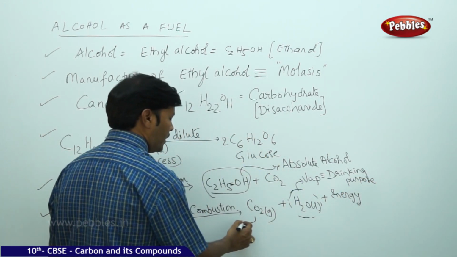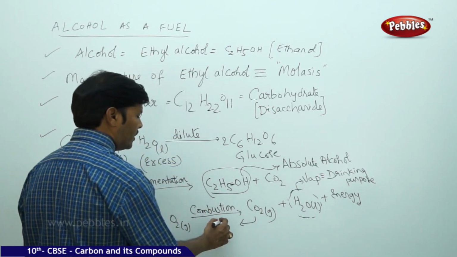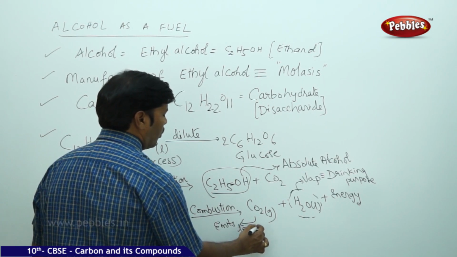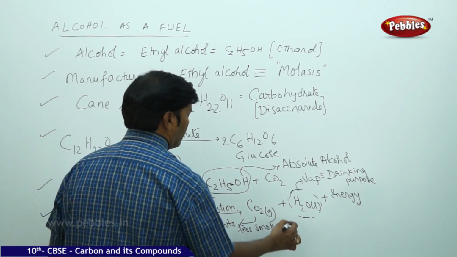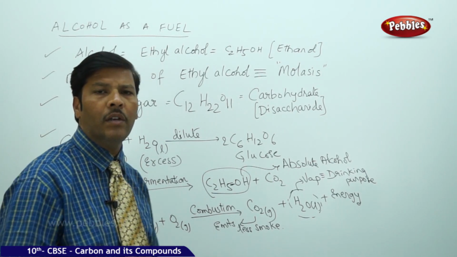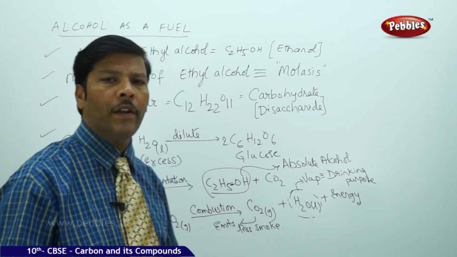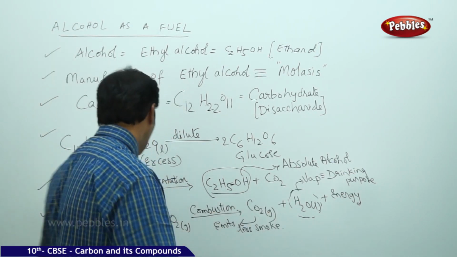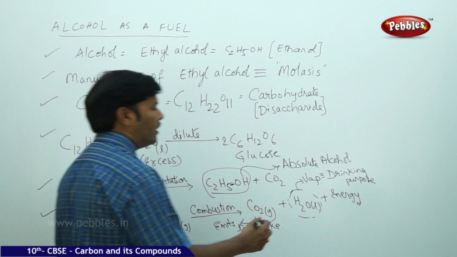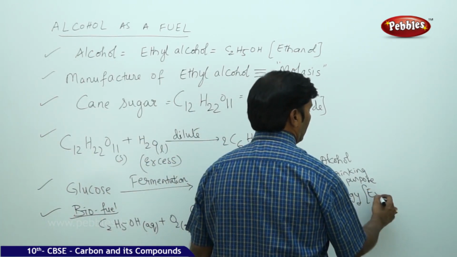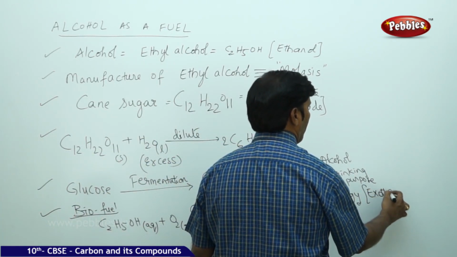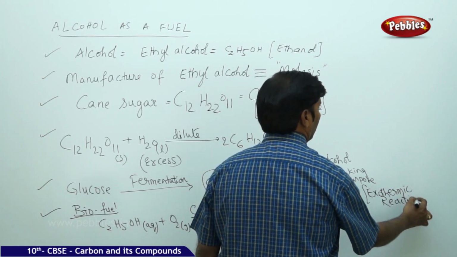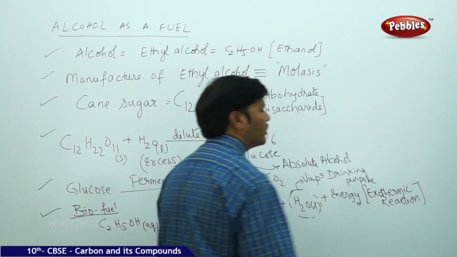The carbon dioxide emits less smoke. Therefore we can use ethyl alcohol as a fuel or simply biofuel, and it's a common principle. It is used for the generation of energy, and the combustion of ethyl alcohol is an exothermic reaction.